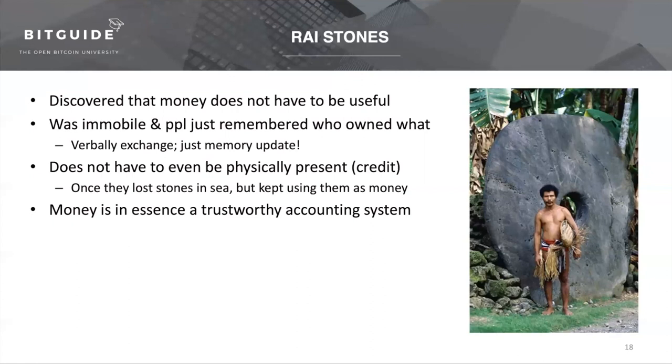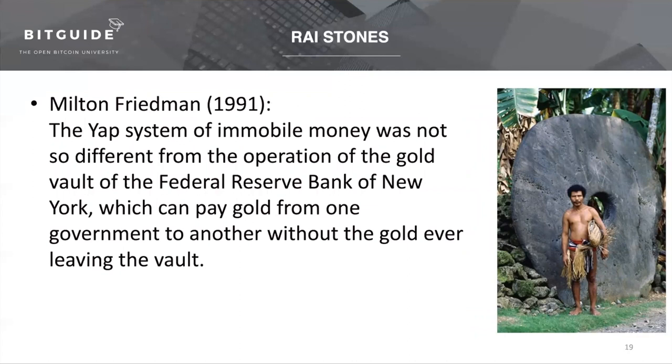In other words, this example tells us that money, in essence, is a trustworthy accounting system. There's nothing physical that's relevant here or needed here. This was also noted by Milton Friedman in a paper from 1991. He wrote, "The Yap system of immobile money was not so different from the operation of the gold vault of the Federal Reserve Bank of New York, which can pay gold from one government to another without the gold ever leaving the vault."